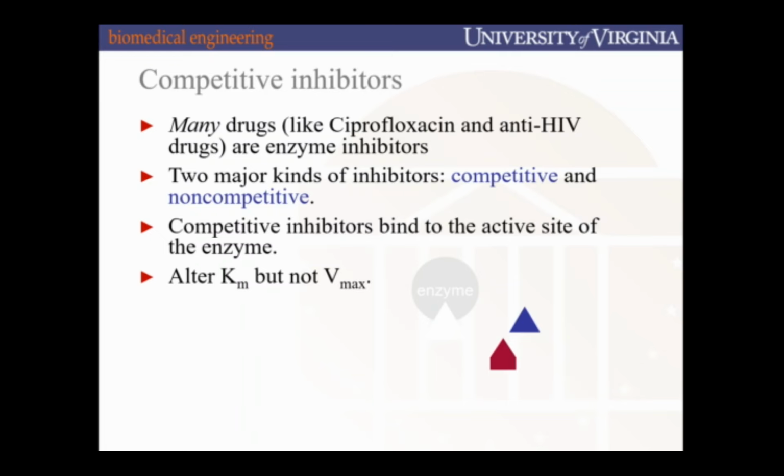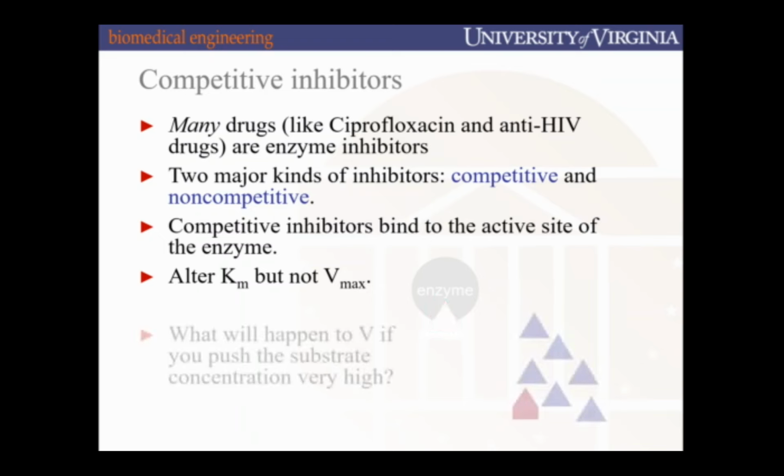These are going to be small molecules that bind to the active site and compete for binding with the substrate. What this means is that we'll alter the Michaelis-Menten Km, but not the Vmax. Let's look at an example here to demonstrate how that works. Here we have an enzyme that binds blue triangles and cuts them in half. A red triangle-shaped inhibitor can also bind to the active site and block substrate binding.